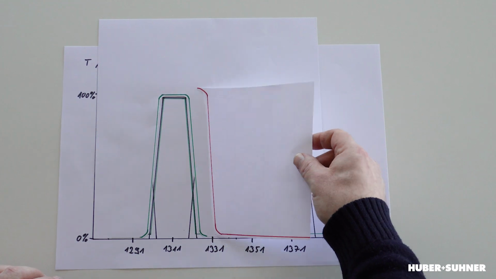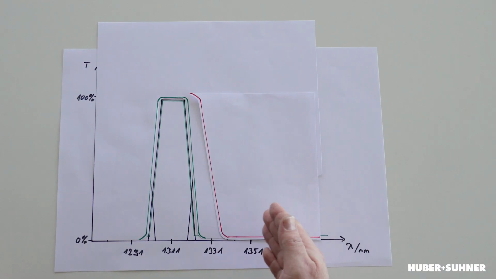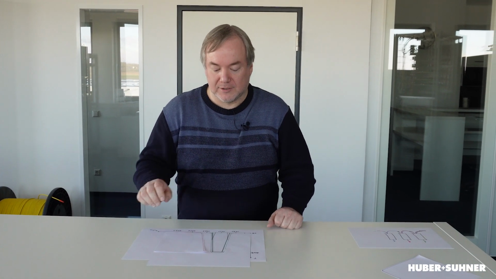So you take this passband filter and combine it with, for example, this low pass filter. And as you can see, the opening wavelengths of the filter in the higher region are blocked away because they are not available due to this low pass filter.